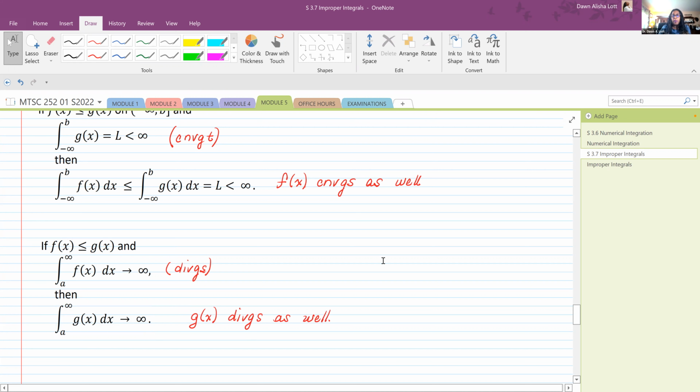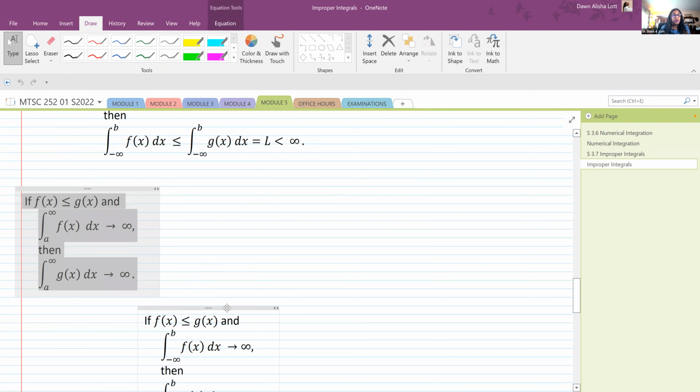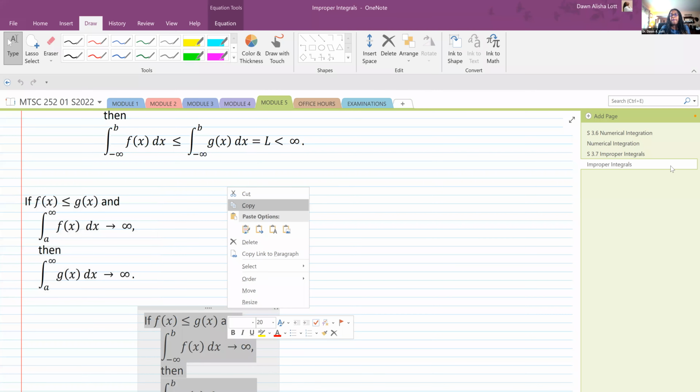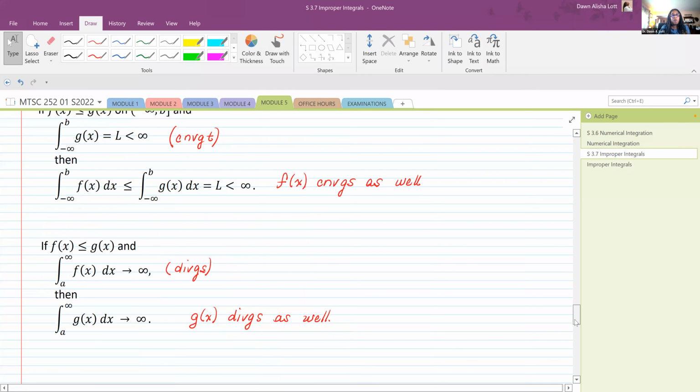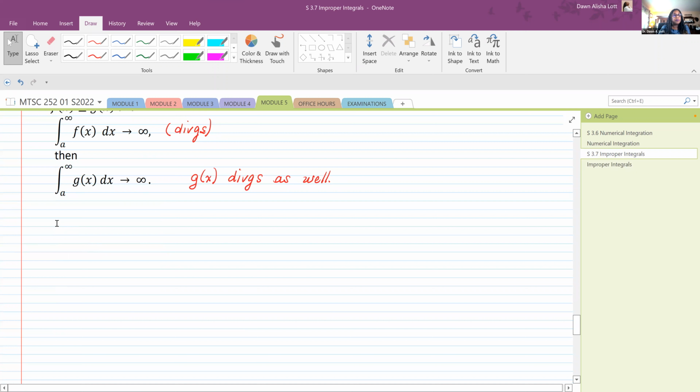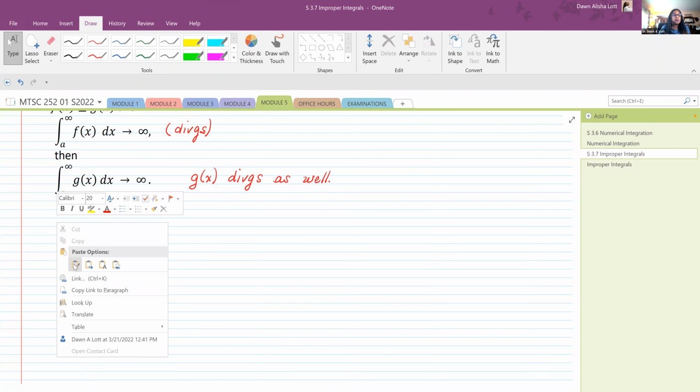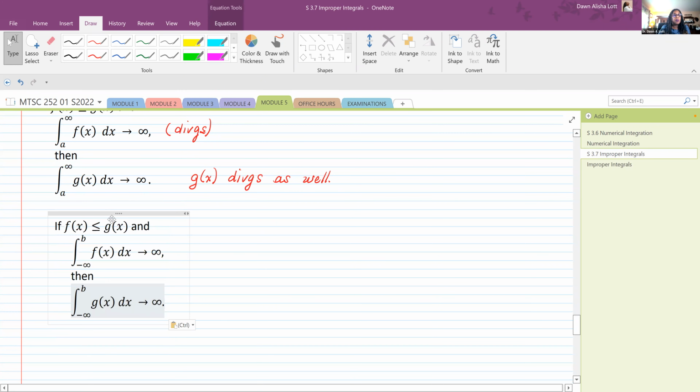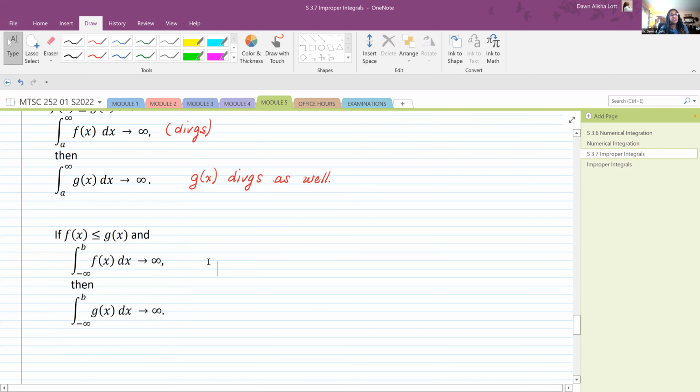So g of x is going to diverge as well. Okay. And of course, we get the same thing for the integral from minus infinity to b. So if f of x is less than g of x and the integral of f of x diverges, then the integral of g of x will diverge as well.